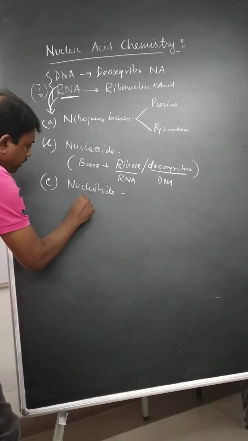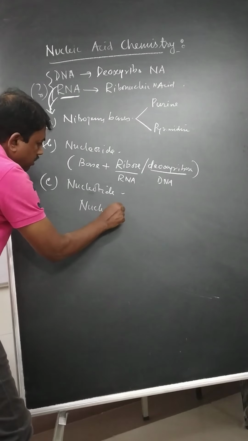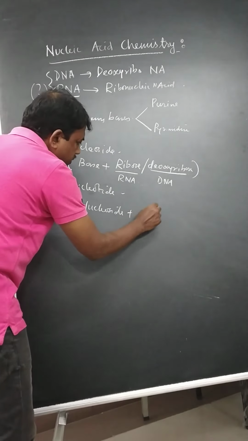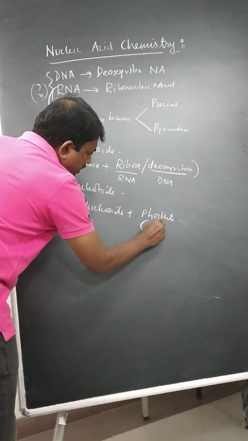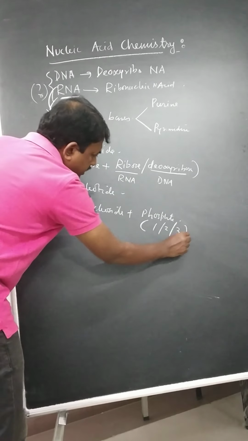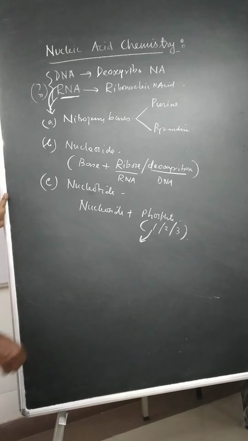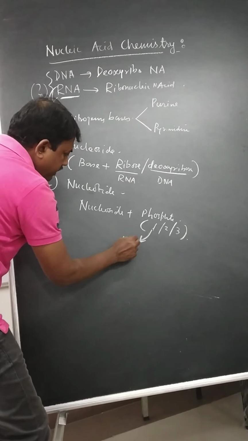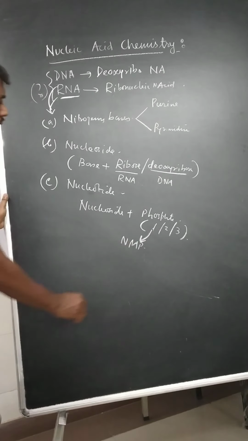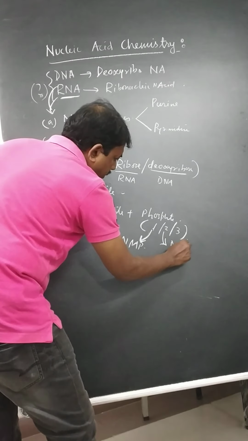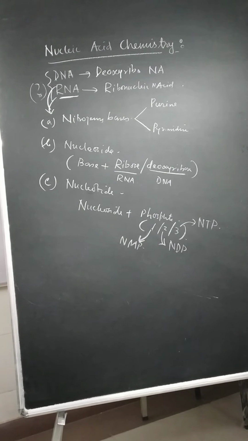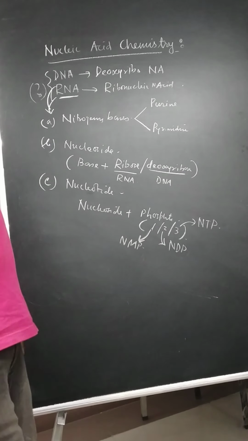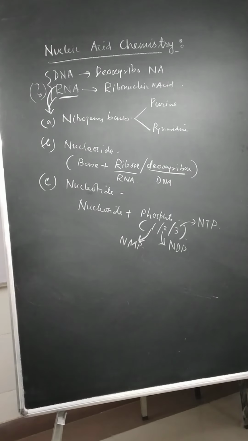Nucleotide is the nucleoside plus phosphoric acid or phosphate group. It may be single, one, it may be two, or it may be three. If it is one, this is known as nucleoside monophosphate. If it is two, it is known as nucleoside diphosphate, and if it is three, it is known as nucleoside triphosphate. So these are the three basic things that comprise the nucleic acid, either in the form of DNA or in the form of RNA.